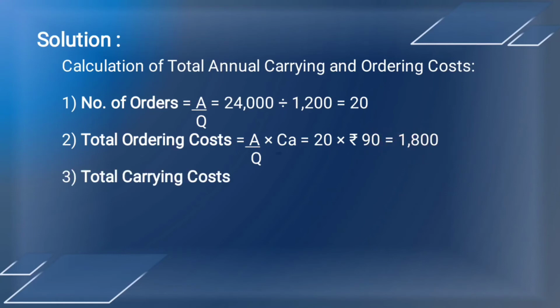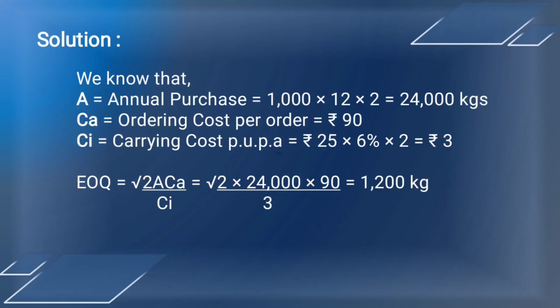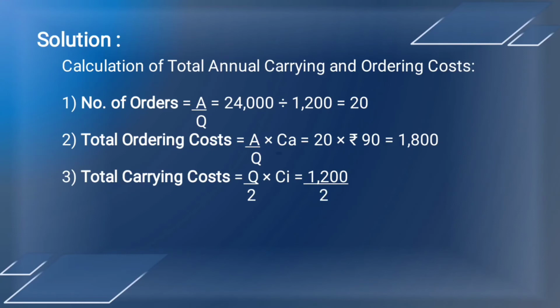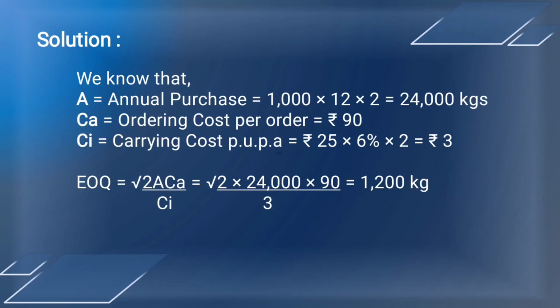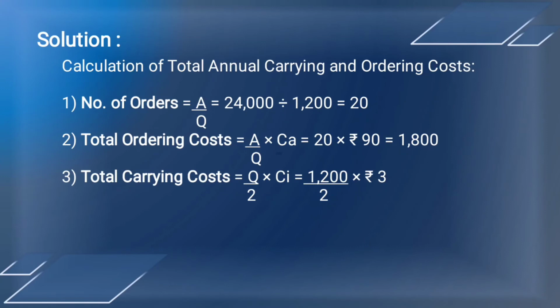Next we'll calculate total carrying cost, which is equal to Q upon 2 into CI, that is quantity divided by 2 into carrying cost, which will be equal to quantity is 1200 and CI is Rs 3. So 1200 divided by 2 into CI, that is rupees 3, which will be equal to 1800. So the total carrying cost is 1800.